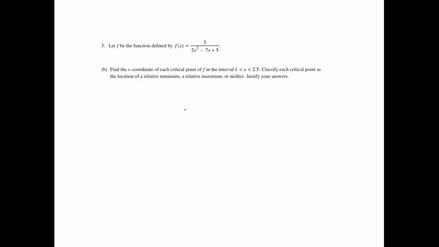All right, part B asks me to find the x-coordinate of each critical point of f, so that's number 1. In the interval 1 to 2.5, notice that 1 and 2.5 are not included, and then classify each critical point as the location of a relative minimum, maximum, or neither. Justify your answer. So that's going to be our second thing. So we'll do both of those.